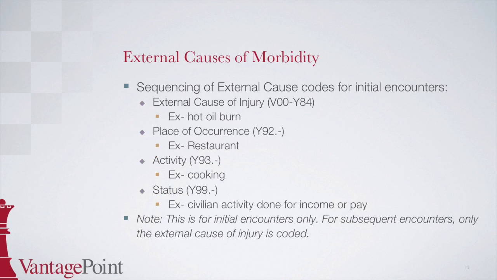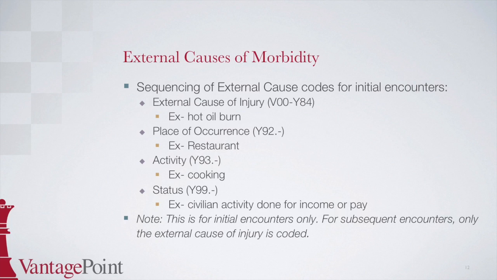This is the key slide for this chapter. Remember that when sequencing external cause codes, they are never reported first. So we would start with our injury as the principal diagnosis, and then here's the sequencing for the different types of codes from this chapter.